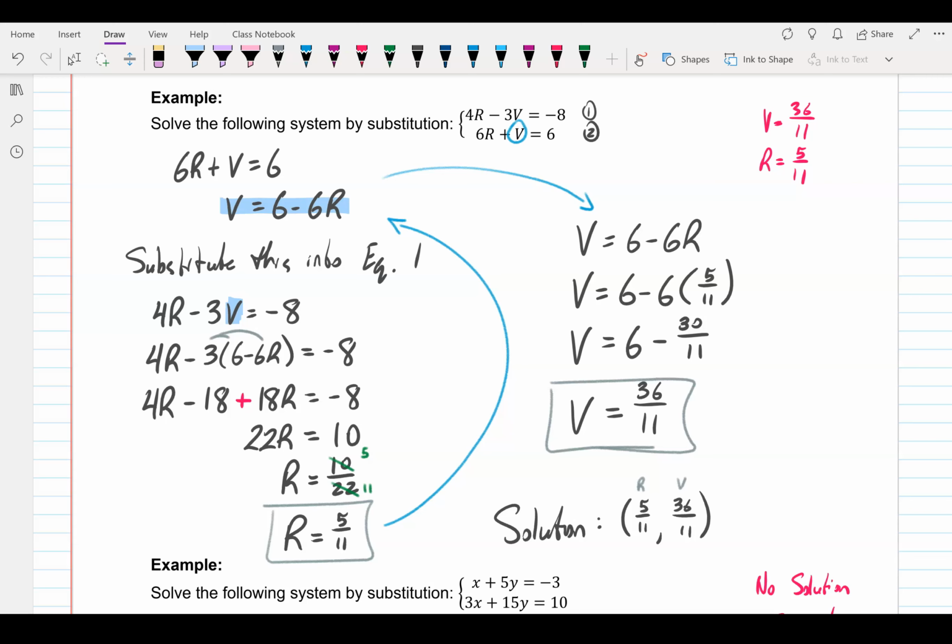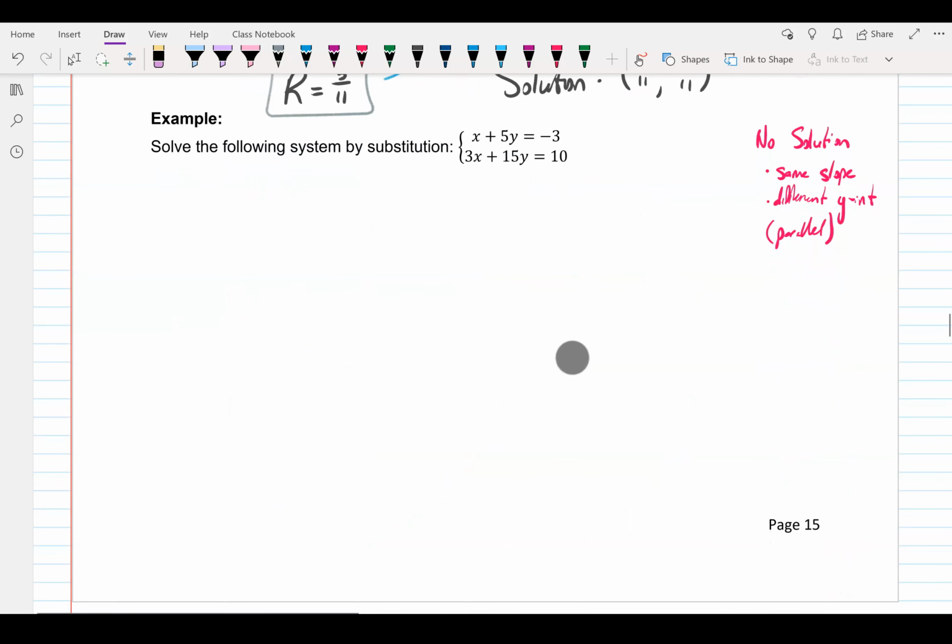I'm going to leave the check to you. You should be able to check that that's correct. And if I was to ask you on a test, for example, to check your work, just make sure you can do that, okay? The next one and the last one.